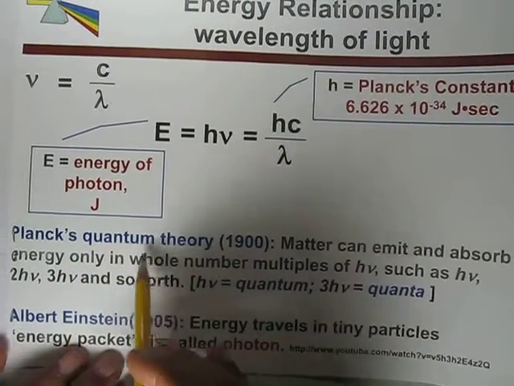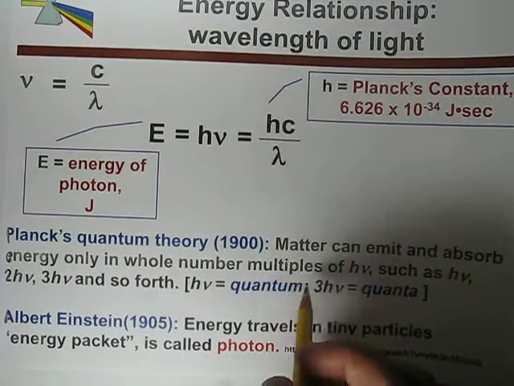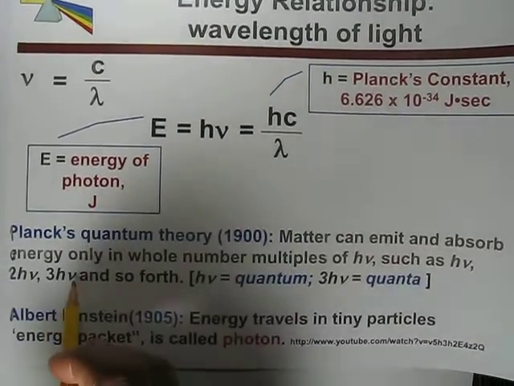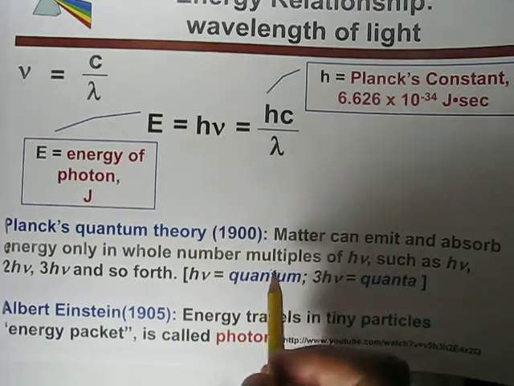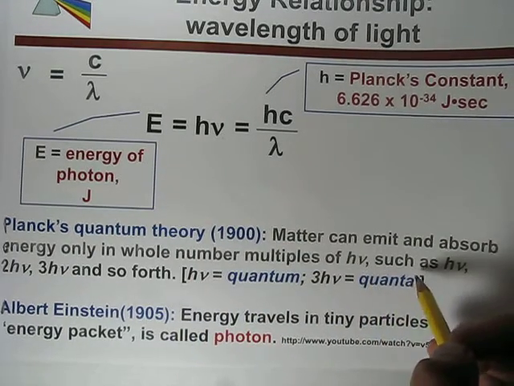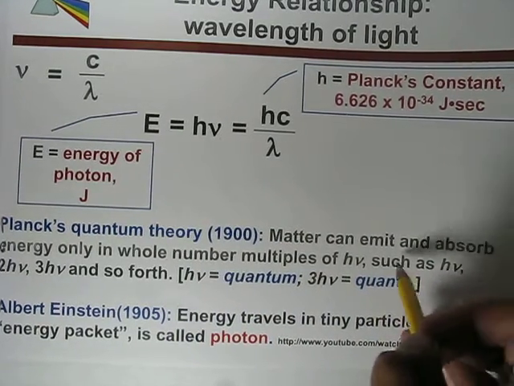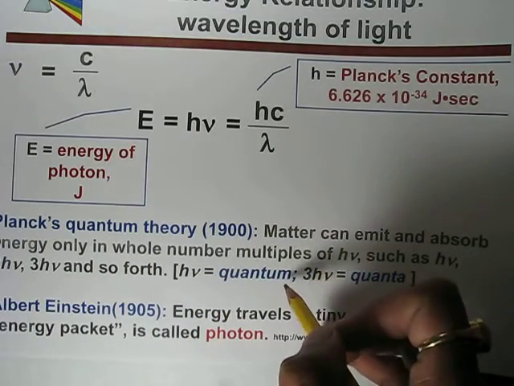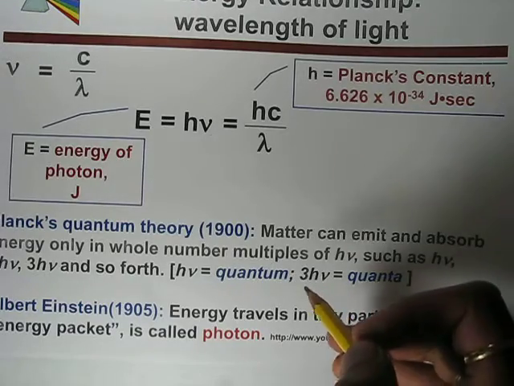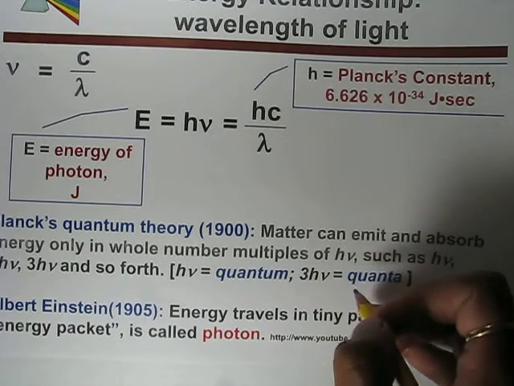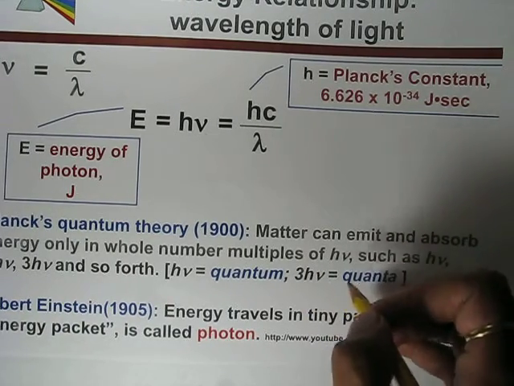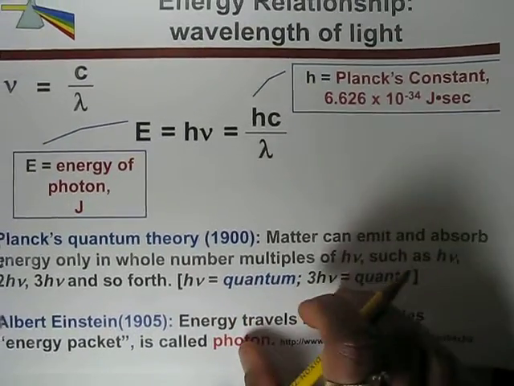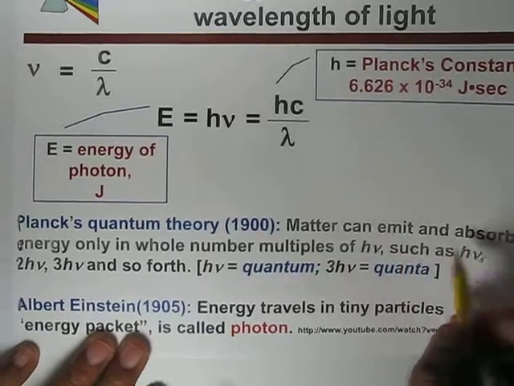Planck's quantum theory in 1900: matter can emit and absorb energy only in whole number multiples of h nu, such as 1 h nu or 2 h nu, 3 h nu, and h nu is called a quantum. Many quantum, it's a plural word, is quanta. So matter can emit and absorb energy.